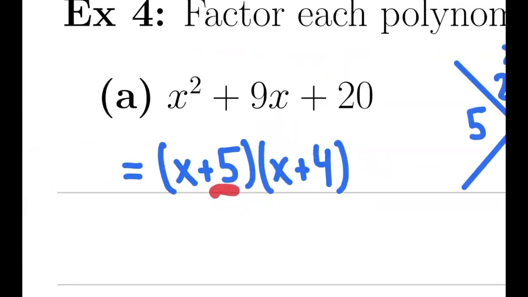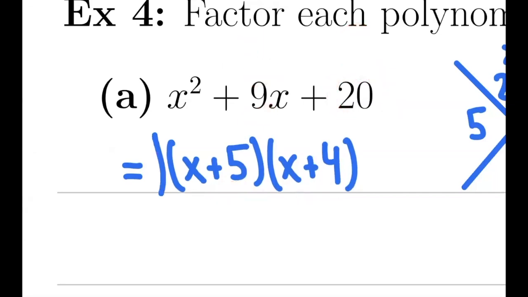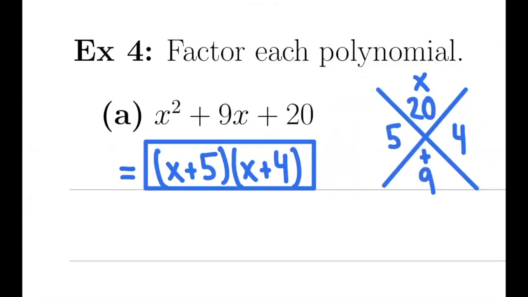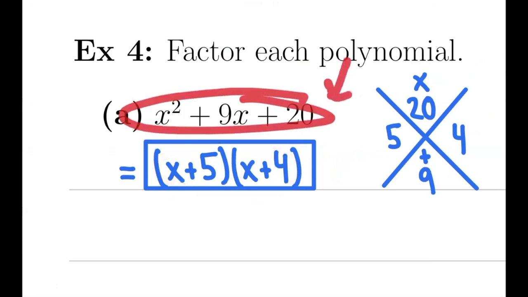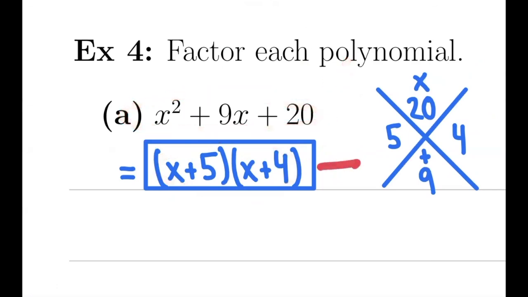You see how we found those two numbers that multiply to get c, and when we add them, we get b. The great thing about these problems is that you can easily check your work using the FOIL method. If you FOIL this, you're just going to get this original polynomial back. If you FOIL it and you don't get this back, then you know you messed up. You can easily check your work.